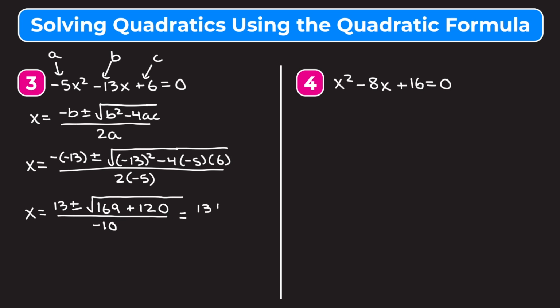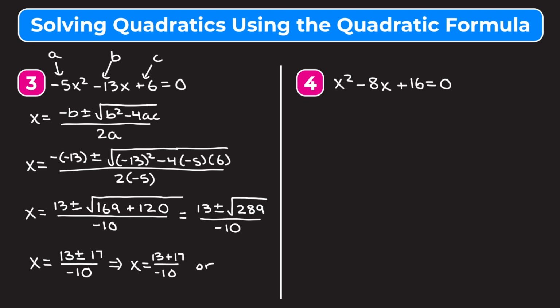So we're going to get 13 plus or minus, and under our square root, 169 plus 120 is going to give us 289, and that's going to be over negative 10. And now 289 actually has a nice whole number square root, so we're going to simplify this. So we get x is equal to 13 plus or minus the square root of 289, which is 17, over negative 10. And then we're going to break this into 2 solutions. So we get x is equal to 13 plus 17 over negative 10, or 13 minus 17 over negative 10.